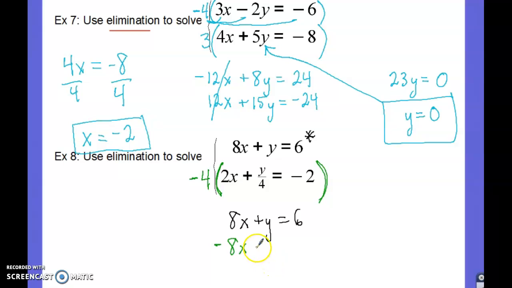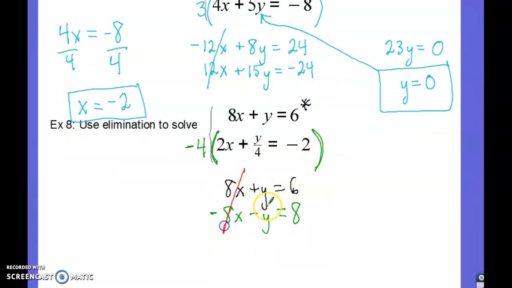So as I distribute that in, that would be negative y because the 4's will cancel. And negative 4 times negative 2 is positive 8. So, now that I'm looking at this, these cancel and these cancel. So you're left with 0 on the left side, and on the right side you're left with, that's equal to 14. That's a false statement.